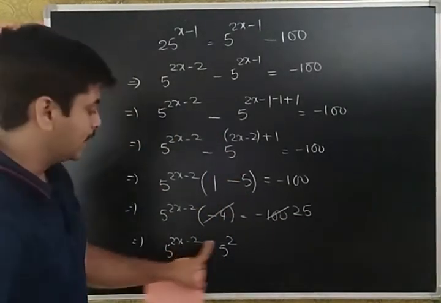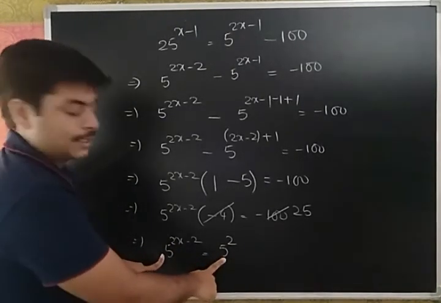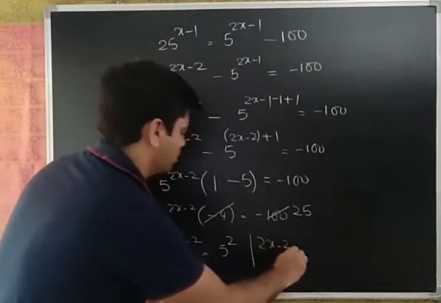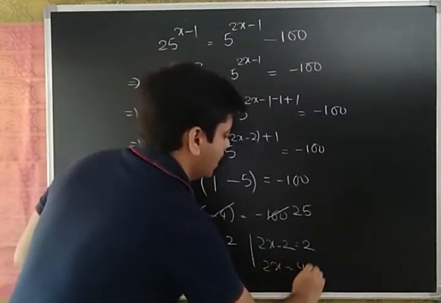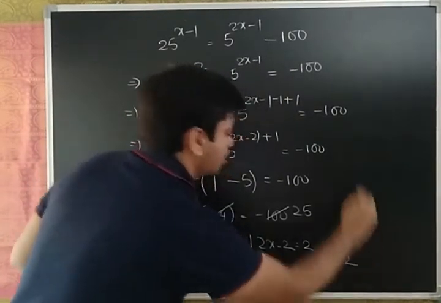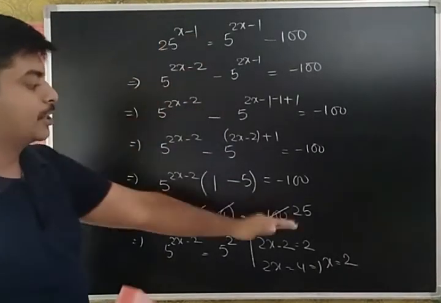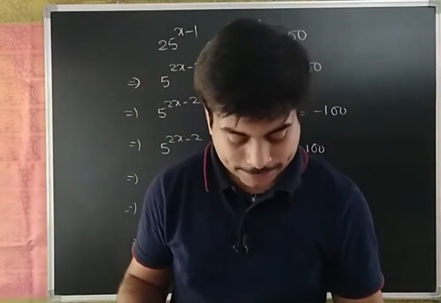Correct. Now as 5 and 5 are equal in the base, you need to equate the powers. So you have 2x minus 2 is equal to 2. So 2x is equal to 4 and x is equal to 2. So the value of x which satisfies the given equation is 2. Okay, so let us have a few more questions.